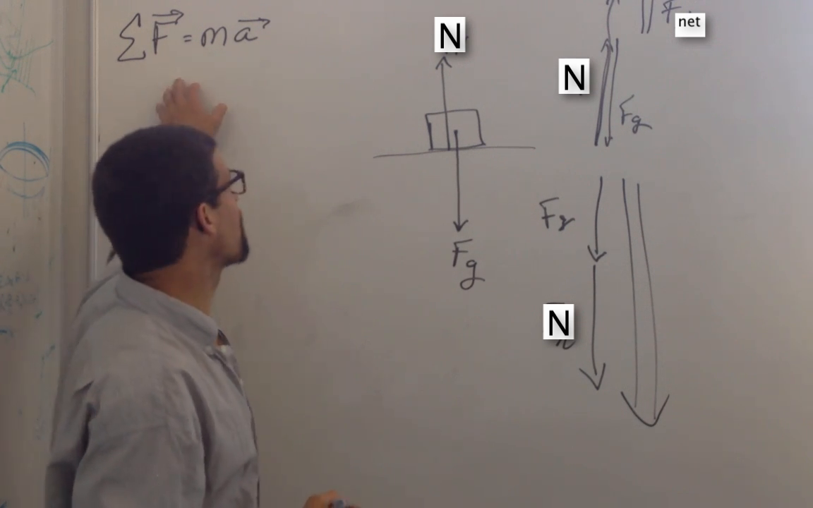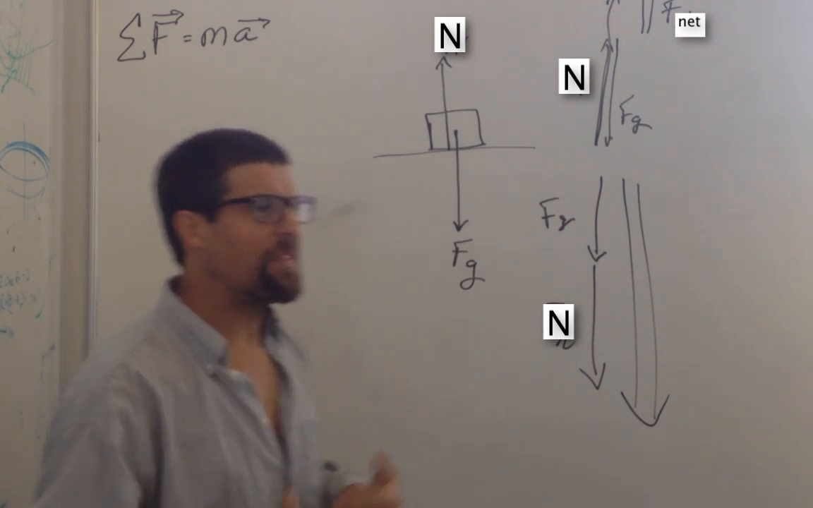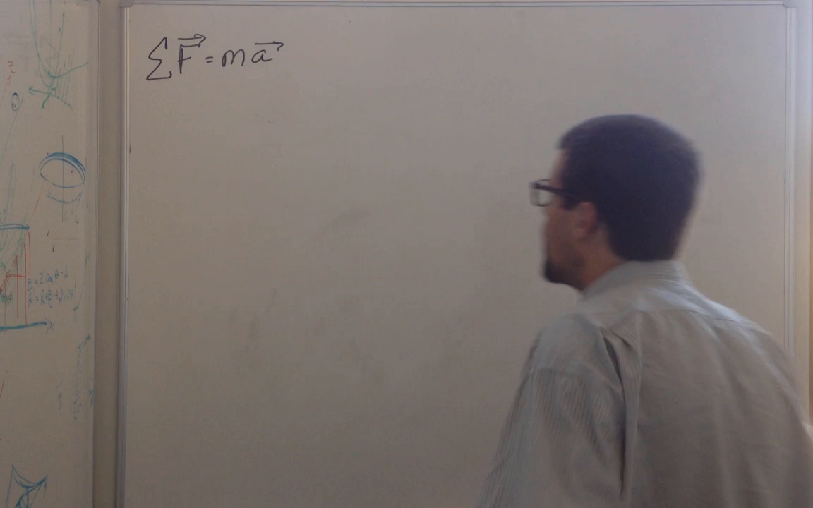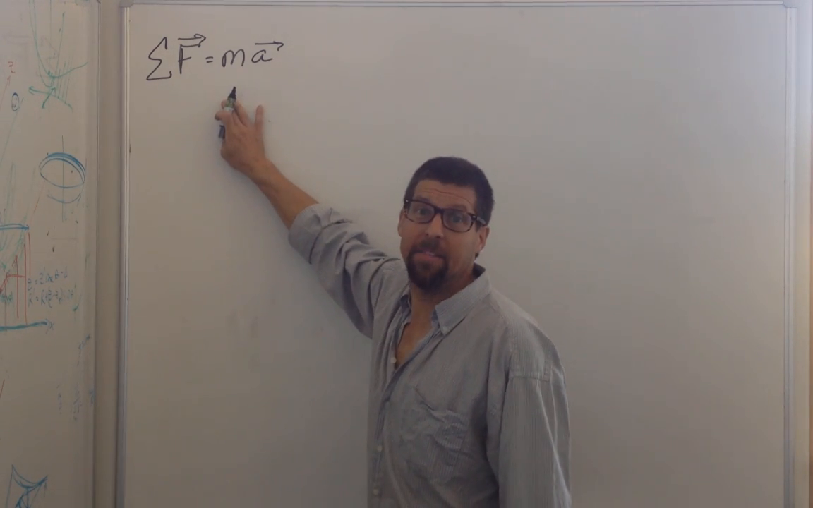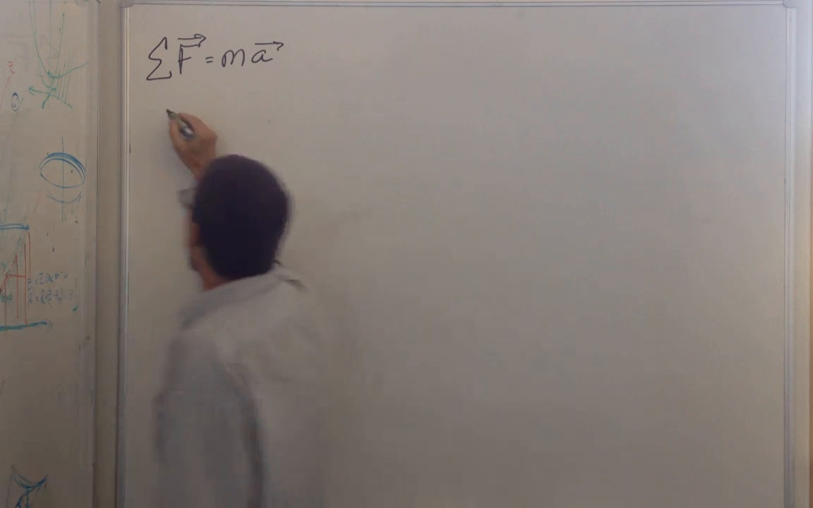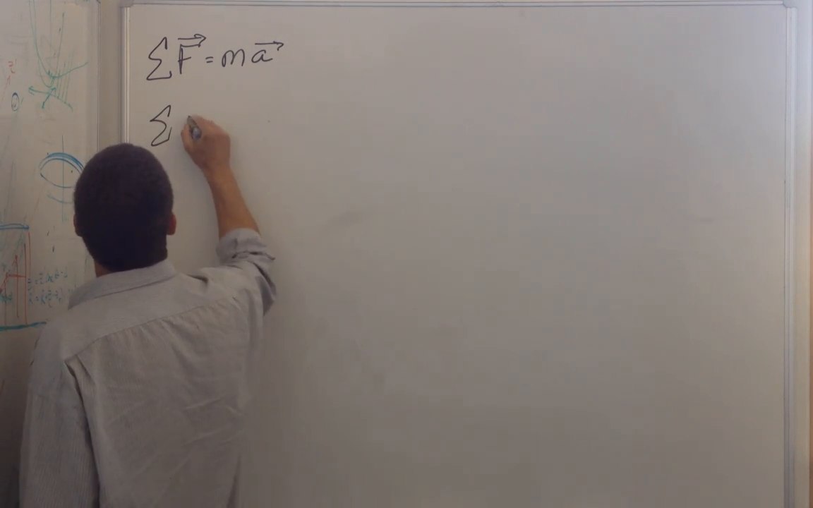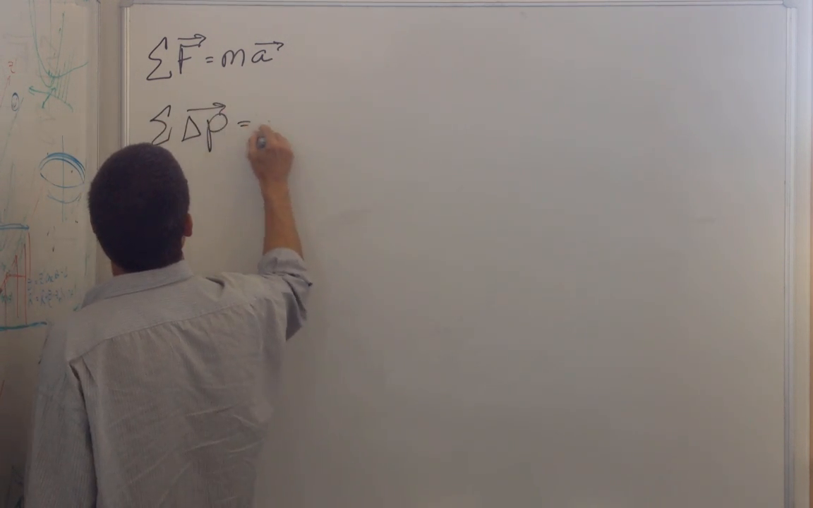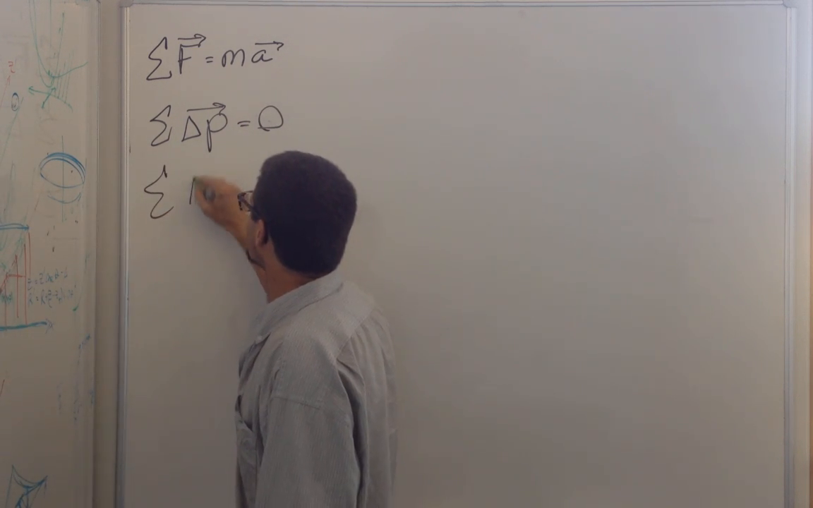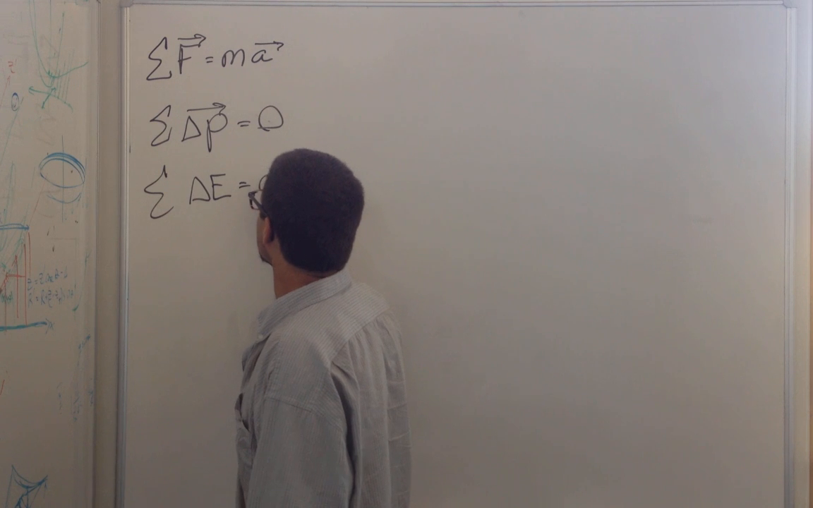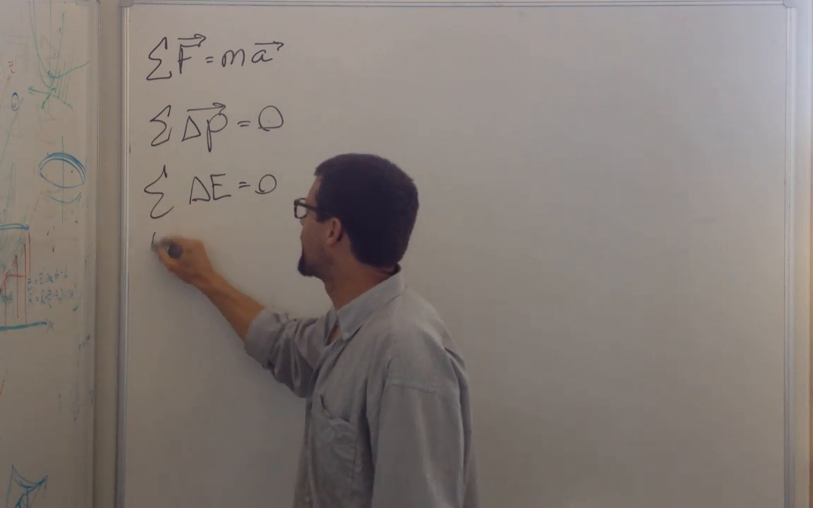So force is a vector, acceleration is a vector. They need to be added like vectors. So we have an idea how vectors come into play in dynamics, in forces. How about in the conservation of momentum? How about in the conservation of energy? And how about in kinematics?